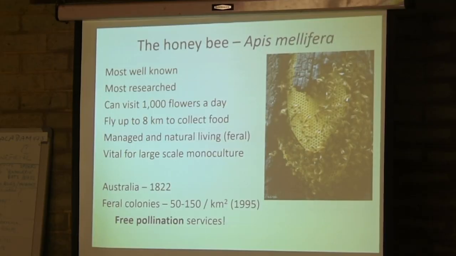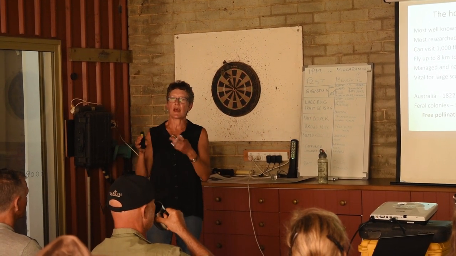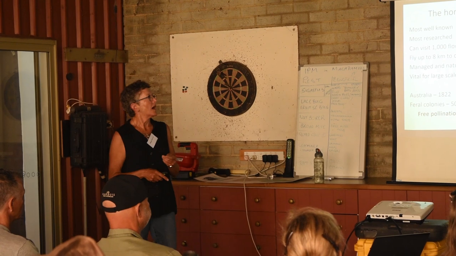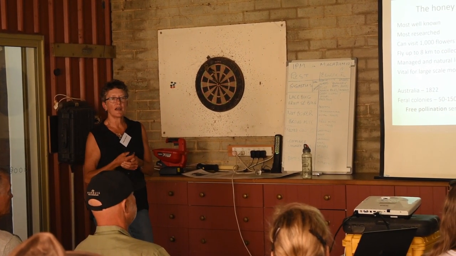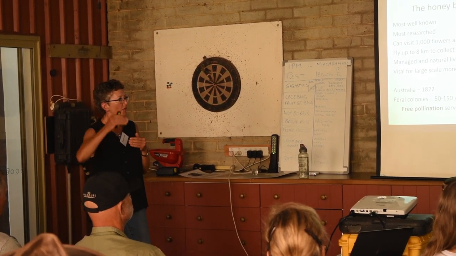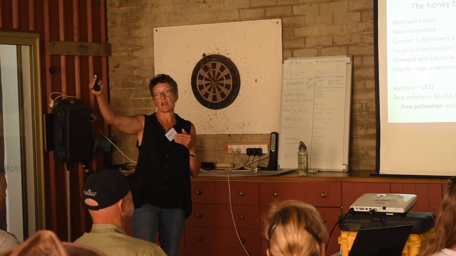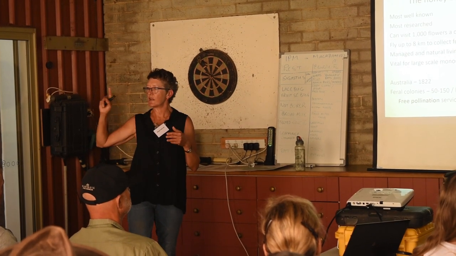So honeybees are our most recognised bee. People go, oh, I love bees. Talk about bees. Honey, I love honey. But what about the other 1,600? Oh, I had no idea. They're the most researched organism on the planet, apart from man. An individual bee can visit 1,000 flowers a day, and they will fly usually up to 5 kilometres. If there's not a really good resource, they'll fly 8 kilometres from their nest. So you think about a 5 to 8 kilometre radius, it's a hell of an area.